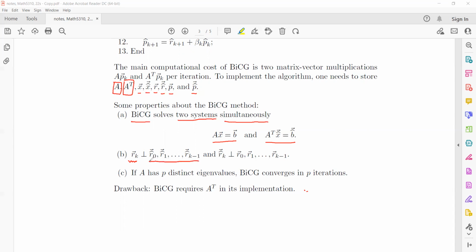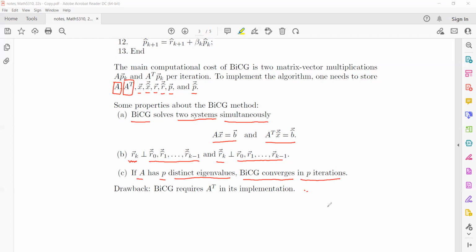The residue vectors associated with this linear system, and also here, the residue vector associated with this linear system is orthogonal to the residue vector associated with this linear system. We call this bi-orthogonal. Similarly to CG, if A has P distinct eigenvalues, BiCG will converge to the exact solution of the linear system in exactly P iterations.